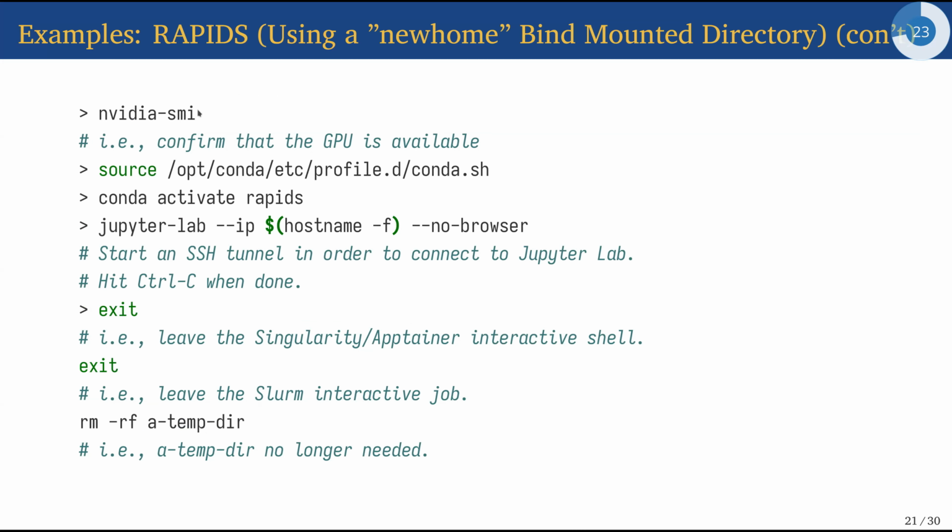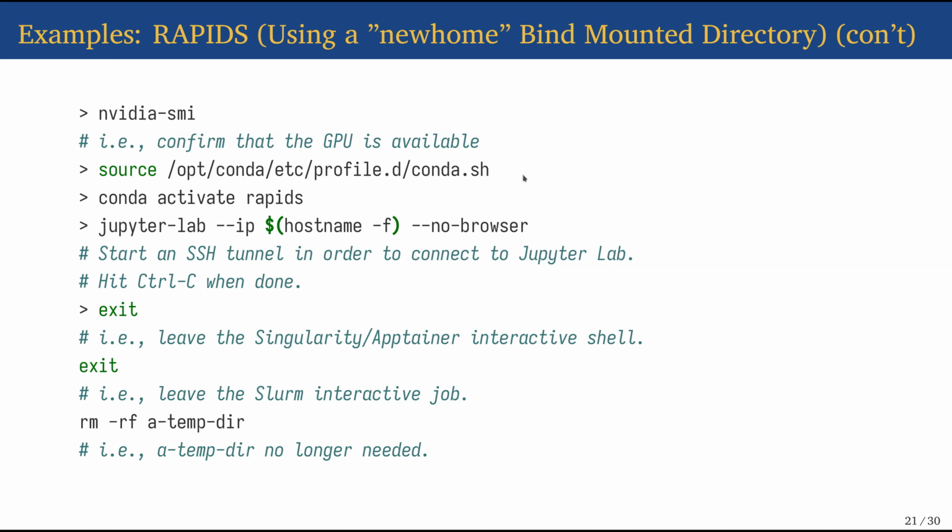Now, check that the GPU's around. We'll run nvidia-smi. If that's not installed in your container, that's a problem. Rapids nicely has all the CUDA stuff and everything in it. So you'll see information. If you don't, then stop. There's a problem, if you need the GPU, obviously.